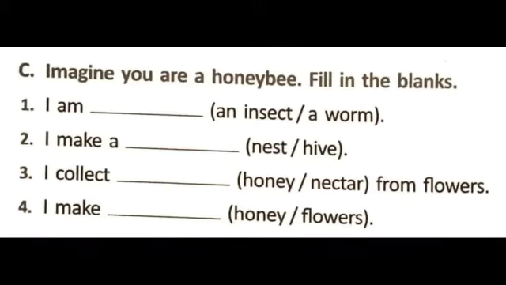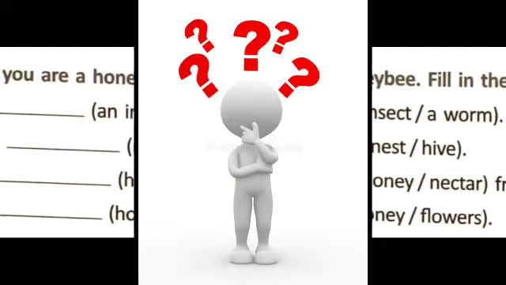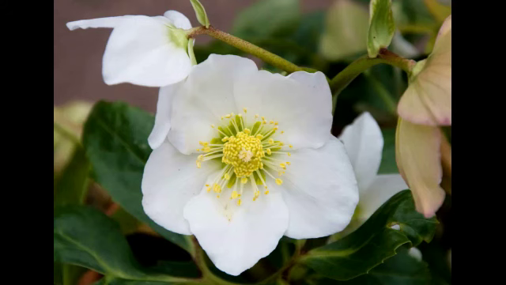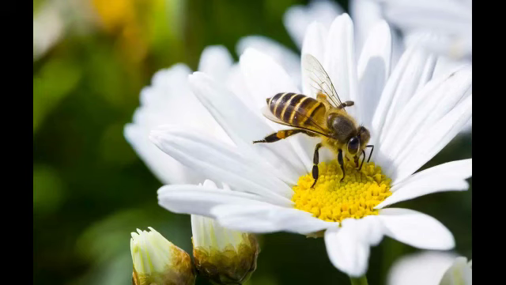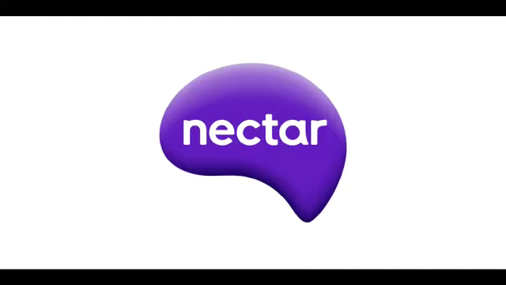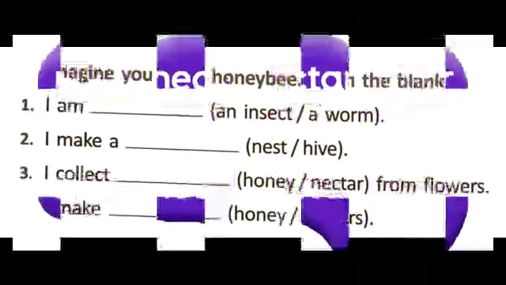The third one is, I collect dash from flowers. The options are honey or nectar. So Slaters, what does a honeybee collect from flowers? Correct. The sweet liquid produced by flowers is called nectar. The nectar is used for making honey, isn't it? So write the answer nectar in the given blank.